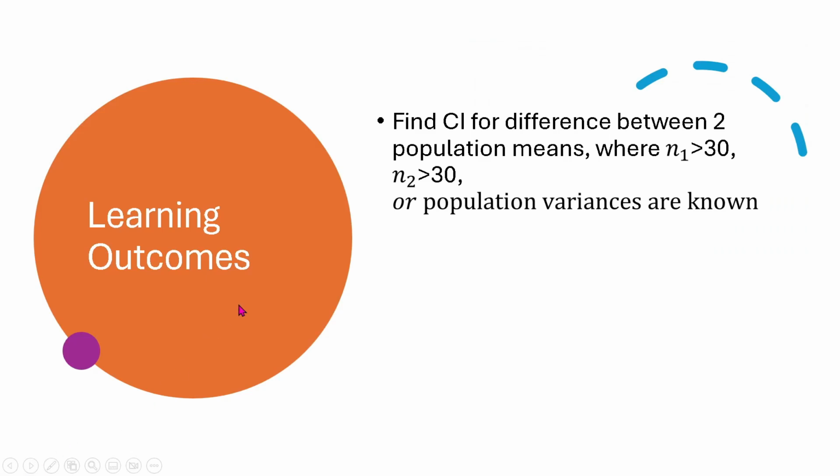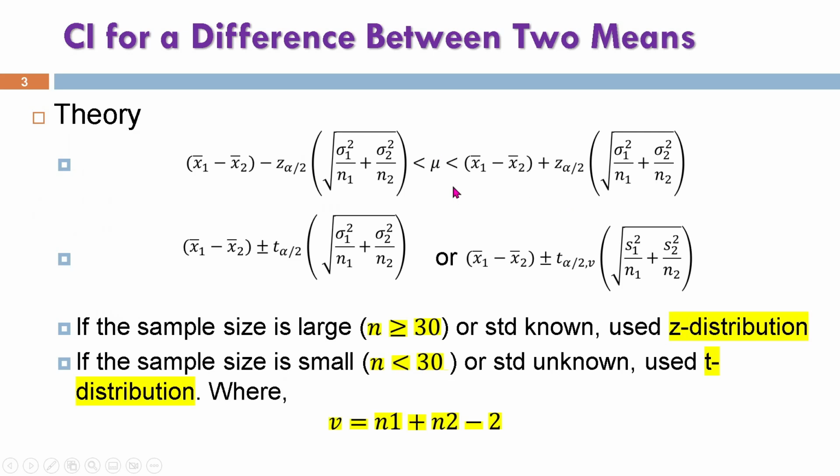The learning outcome is finding the confidence interval for difference between two population means where both sample sizes are greater than 30 or the population variances are known. In this case, since the sample sizes are greater than 30, we use a Z distribution.